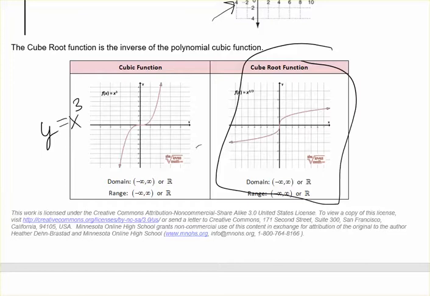The domain of the cube root function is all real numbers, because in this one x is going to continue to get more and more negative and more positive on the other end, so it's just all real numbers. And the range, even though it increases slowly, it will increase when you are looking at the right side, and on the left side it will decrease. So the range is also all real numbers.